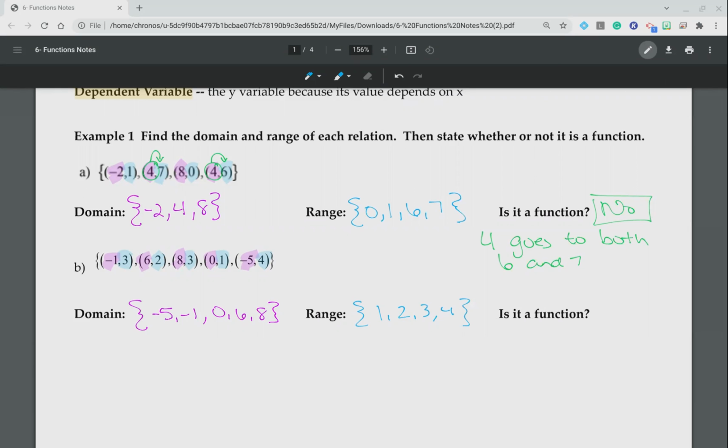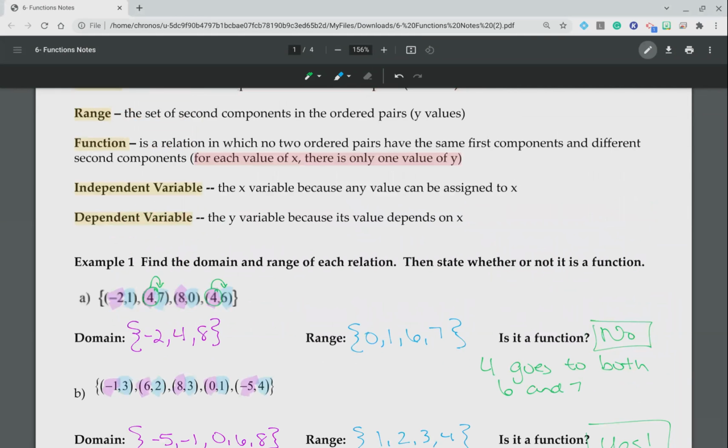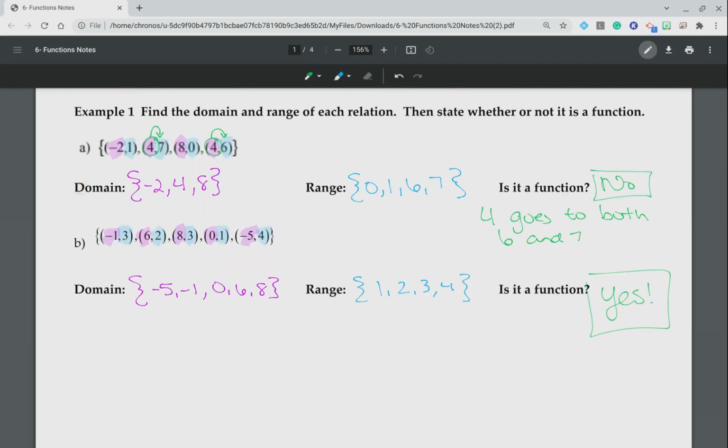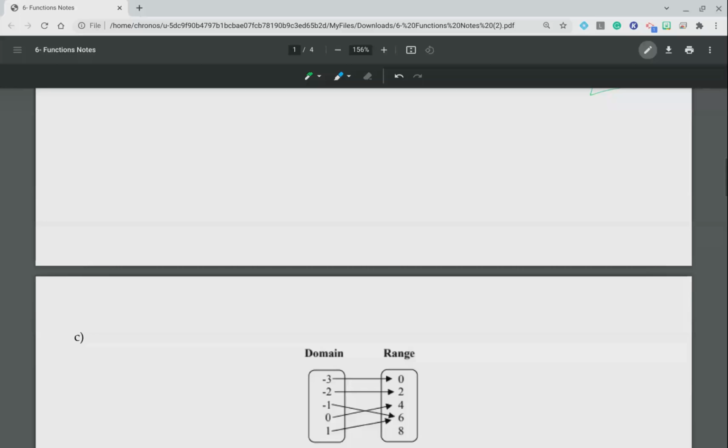Now tell me whether or not this is a function. You should have had that yes, this is a function because every X value goes to a different Y value. Okay, now that can be a little bit confusing because we do have a repeated Y value, but remember our definition up here. Each X value, there is only one Y value, not each Y value, there's only one X value. Okay, so that only goes one way. You just have to have unique X values.